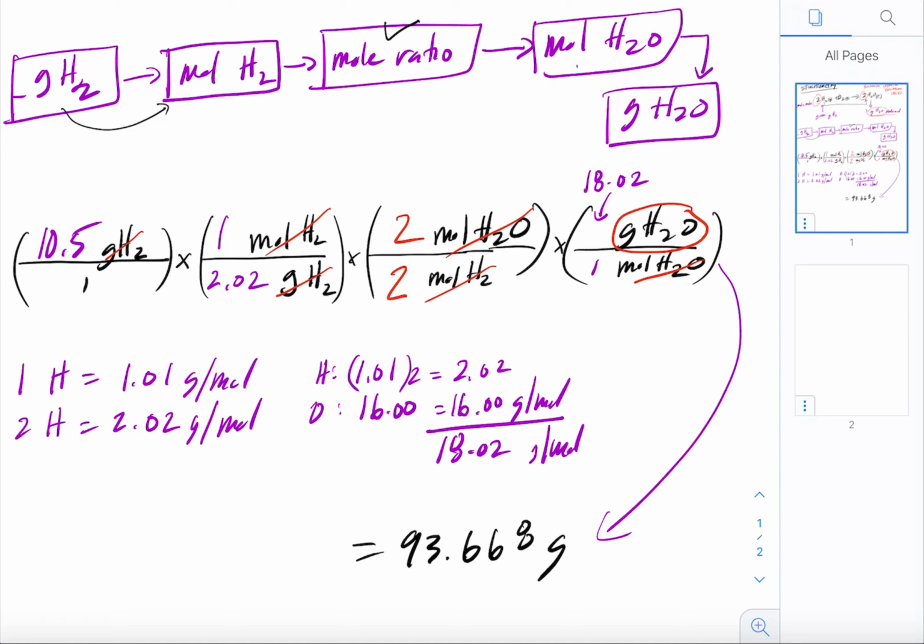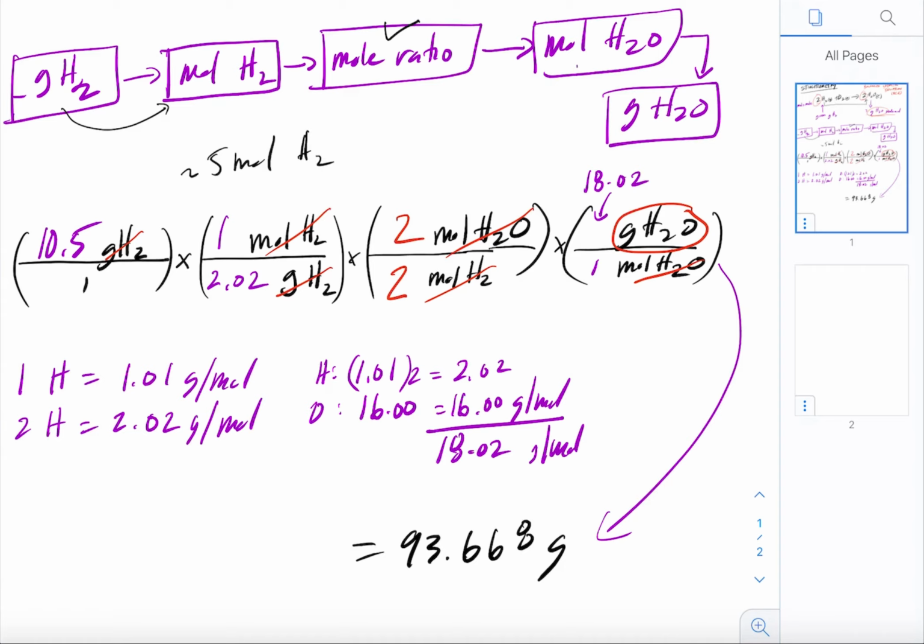Okay, so we're going to do 2 things. We're going to figure out how many significant figures to put. Now, the only number that was unique and was a measured value was 10.5. 2.02 and 18.02 are assumed to be exact numbers because they came from the periodic table. Now we only wrote in 3 or 4, but that's okay.